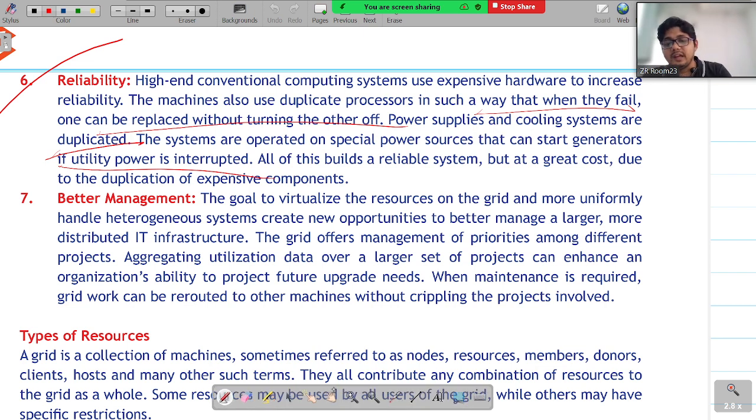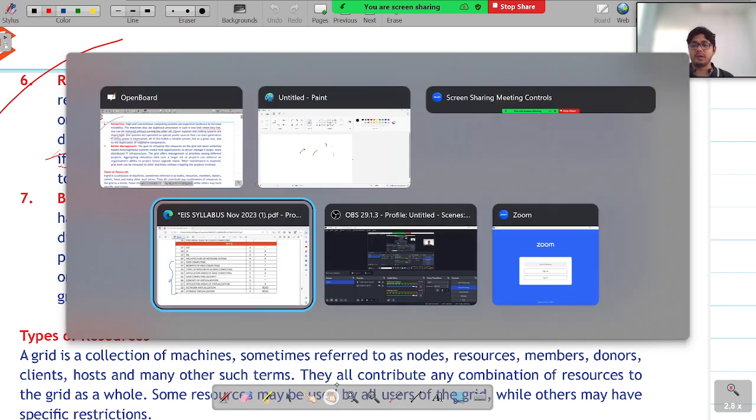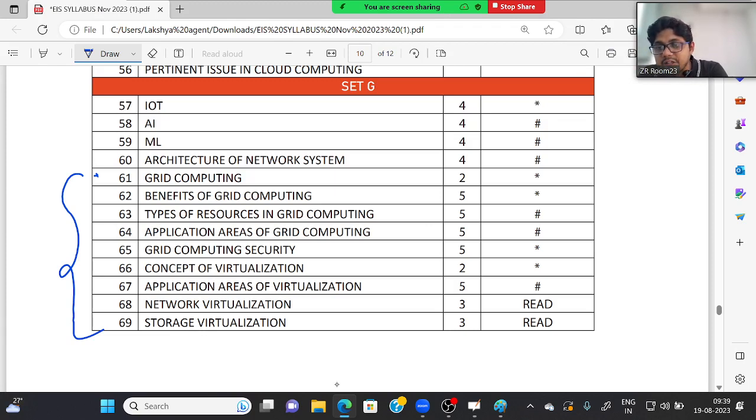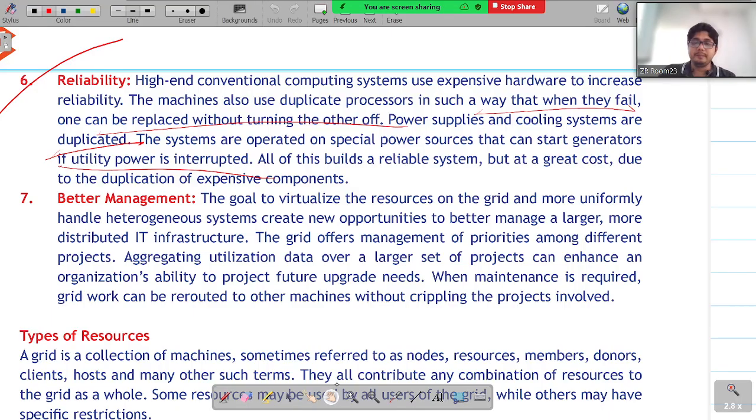Now we have done what we had done. I am showing you this PDF. We had done 61. What is grid? Now you understood. Sharing. The same paragraph is written there. Benefit of grid we had done. Now we are doing types of resources in grid and application areas of grid. Very simple answers, because now you understood grid. So the types of resource and application area will be very simple. And then we will do grid computing security. So these 5 answers are related to grid. So let us do the further part.